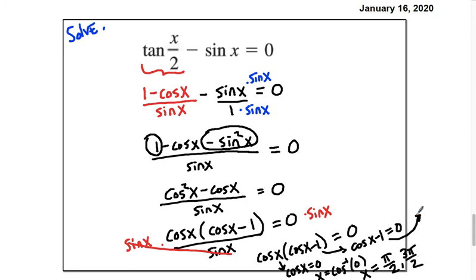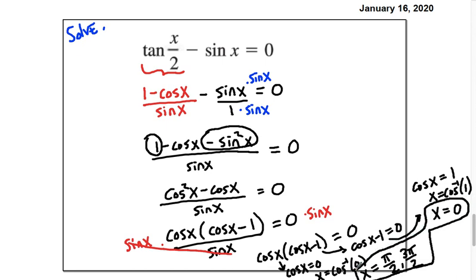And then over here I would add a 1, so I would get cosine x equals 1. And then I would have to do the inverse cosine of 1. Where do we get a 1 in the cosine spot? That happens at 0. So I have 3 solutions. Pi over 2, 3 pi over 2, and 0.